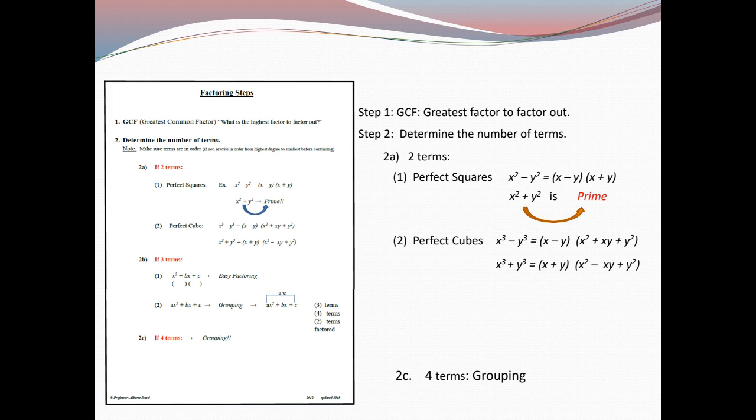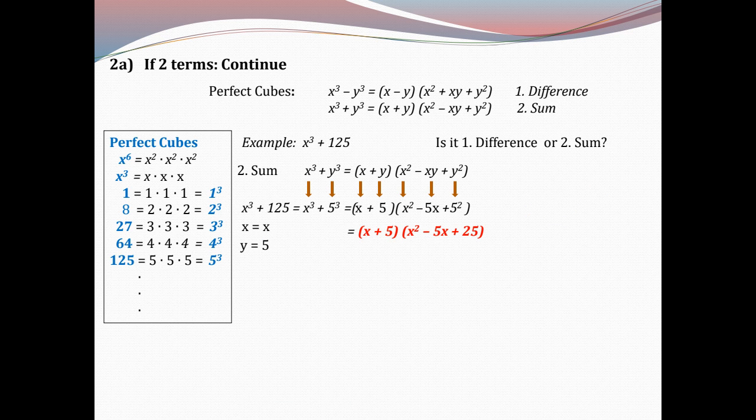So the x cubed plus y cubed will result in x plus y times x squared minus xy plus y squared. Okay, so let's look at an example of these. For instance, I want to factor x cubed plus 125.